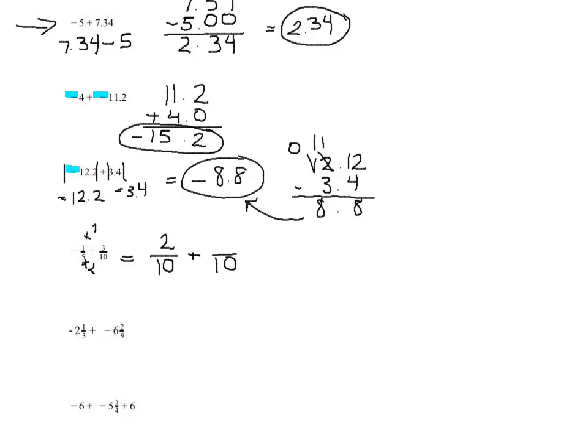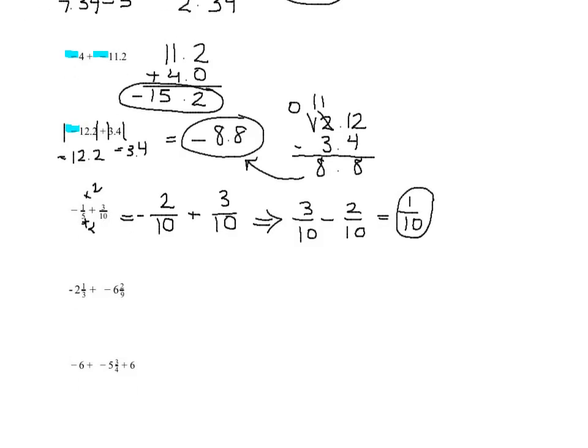Go ahead and write that up there so we don't forget. Then we can just keep the 3/10 the same. But remember, this is a negative 2/10. Now here is where our commutative property can come in handy again, because we could actually rewrite this as 3/10 minus 2/10, which gives us 1/10. All right, let's go down to our next problem.